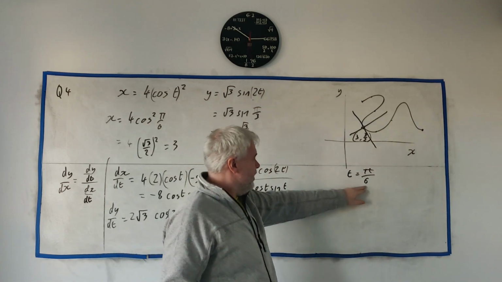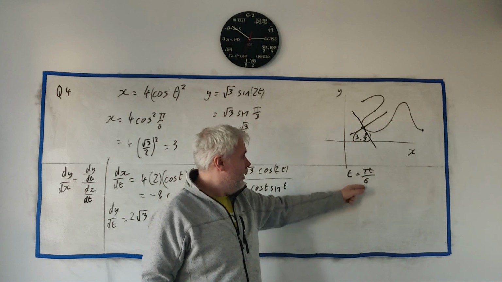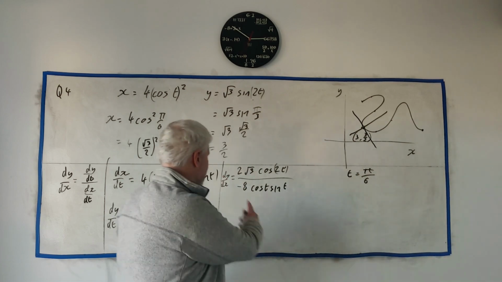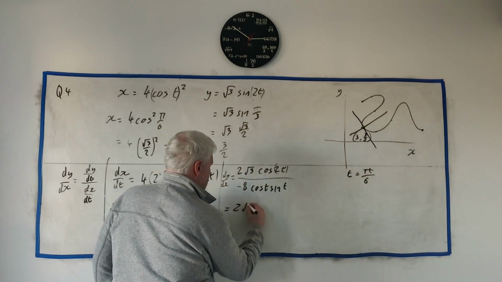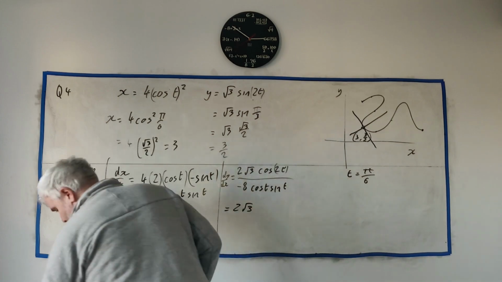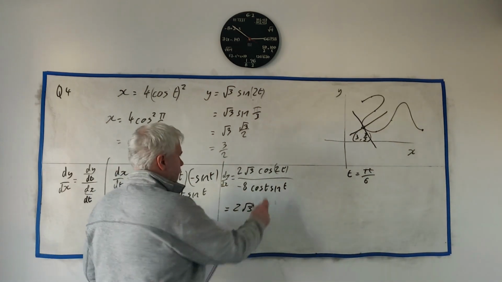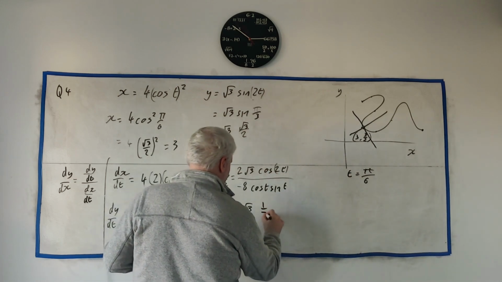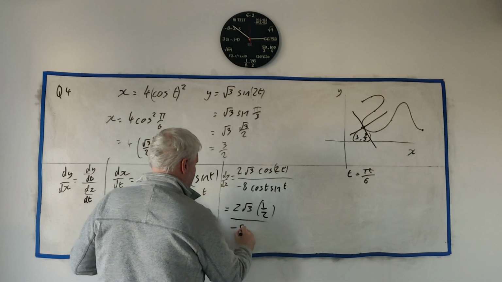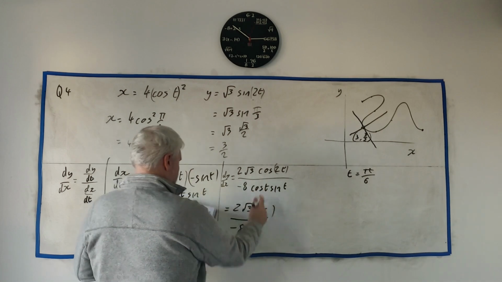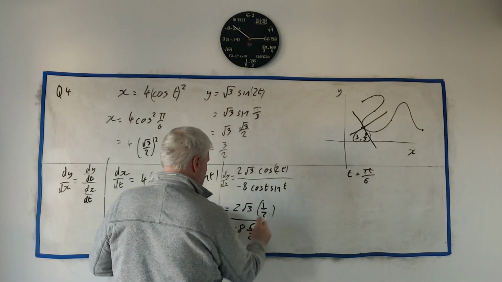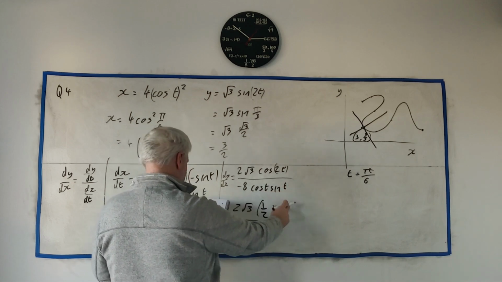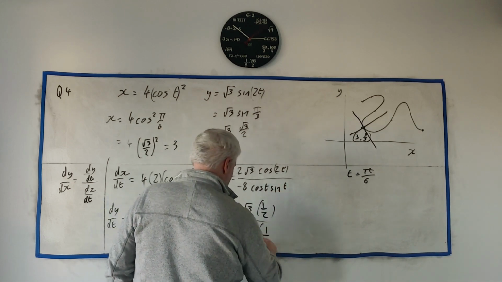Now we do know what t is at the point we're interested in. t is pi over 6, so just start filling that in. We get 2 square root 3, let me again check my notes. Cosine 2 times pi over 6 is, I have a half here. On the bottom row we have minus 8 times, I have square root of 3 over 2. Sine pi over 6, then I have a half.